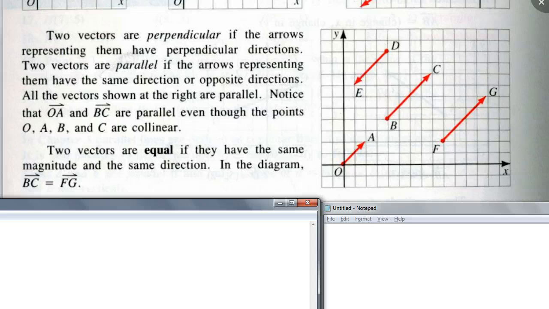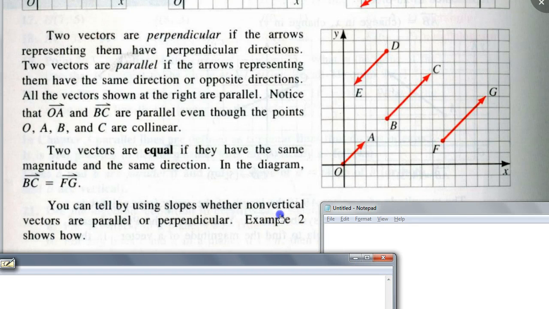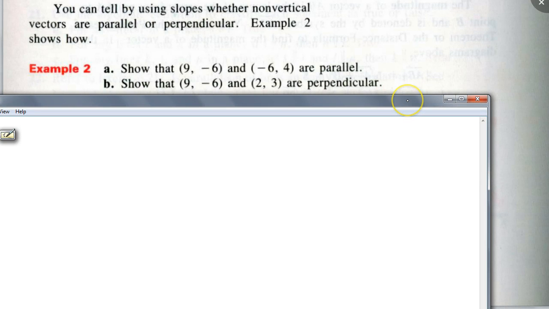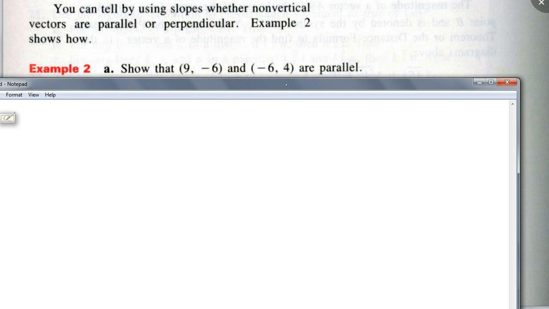Because that's how we define vectors, right? It has two components, magnitude and direction. If they're both the same, we say the two vectors are equal. Is that okay? Yes. All right. So let's do some more examples. Okay. So it says example A. Show that (9, -6) and (-6, 4) are parallel.